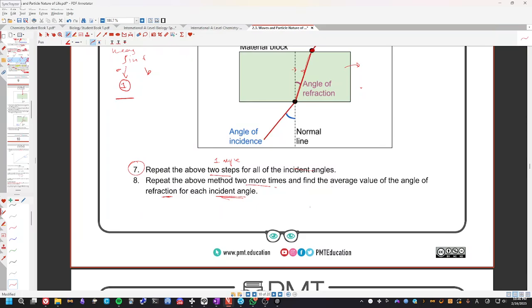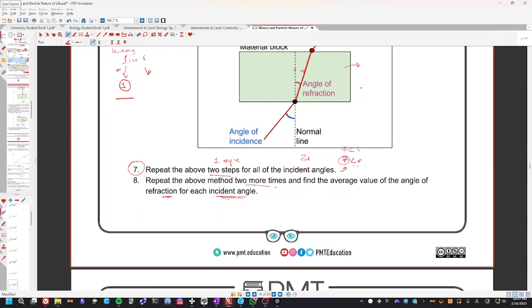So basically, by the end of step 7, you're going to have, from 10 to 70, 7 angles of refraction, because there were 7 incident angles. Now for each of the 7, you want to do them 2 more times, so you have 3 for each, which makes 21. But the point is, you have 3 for each of the 7 refraction angles, and you want to find the average of those 3.